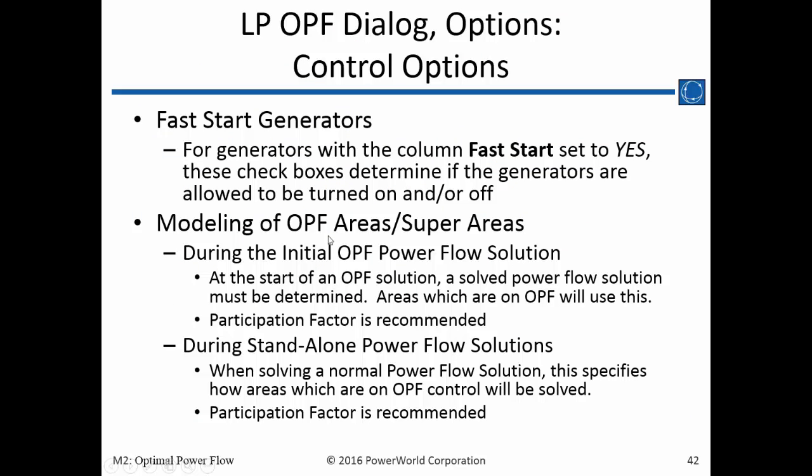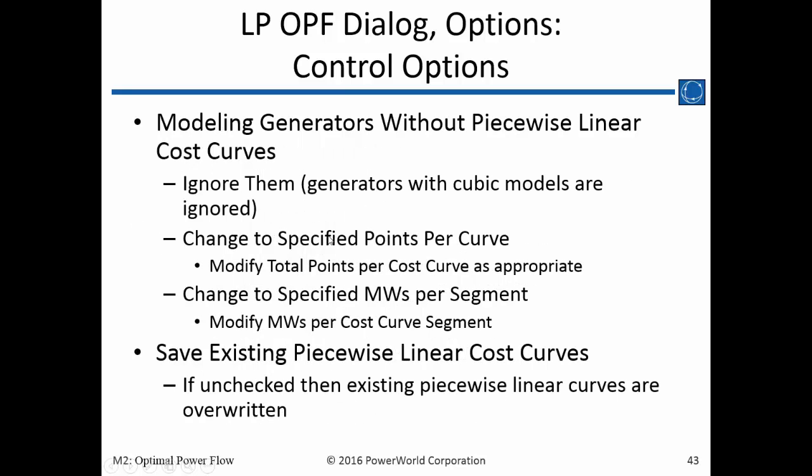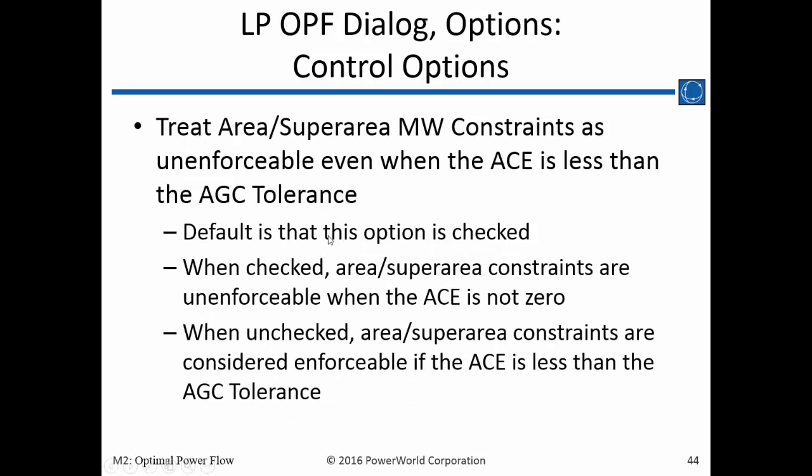Okay, and then some slides that just describe some of those features that we just went through. Okay, and then also on the options page, so each area or super area has an AGC tolerance, and the optimal power flow is going to actually try to get the ACE down to as close to 0 as possible.